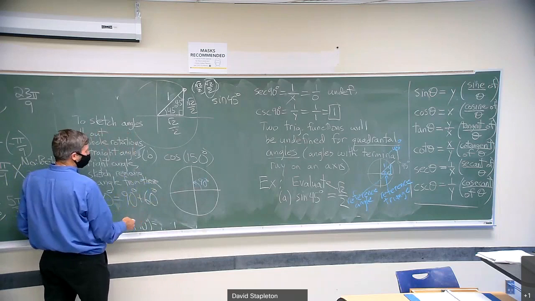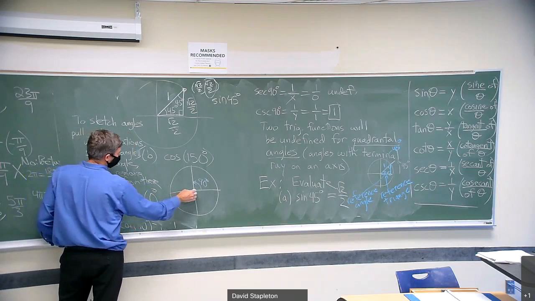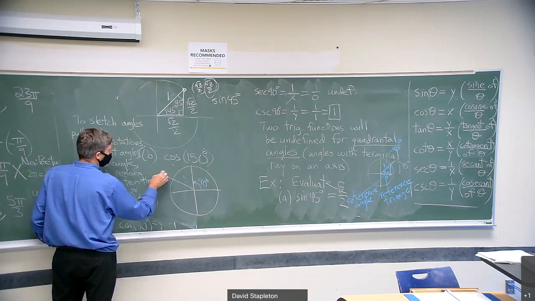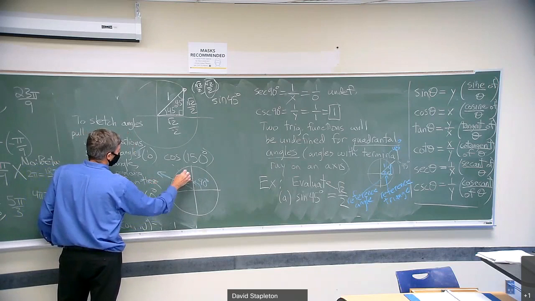Then 60 degrees is 2/3 of a right angle, right? 2/3 of 90 degrees. Break this up into thirds. Draw this one right here. There's 60 degrees.